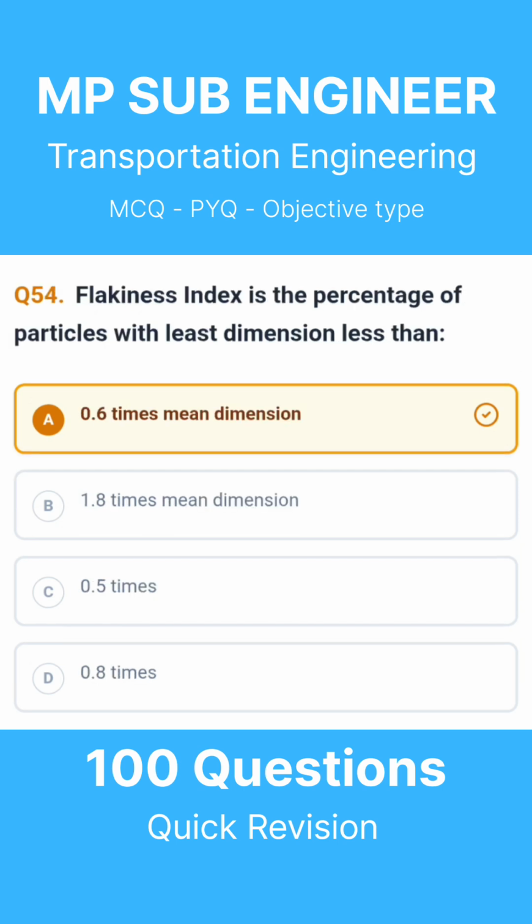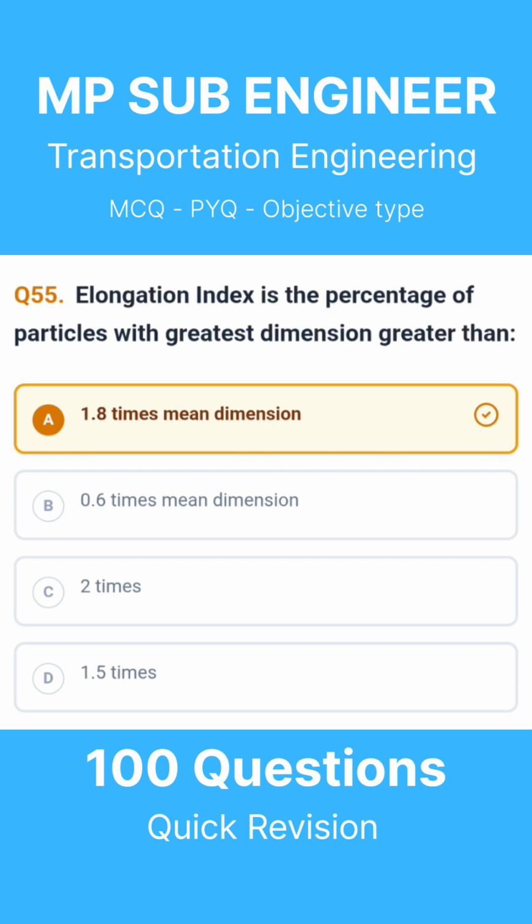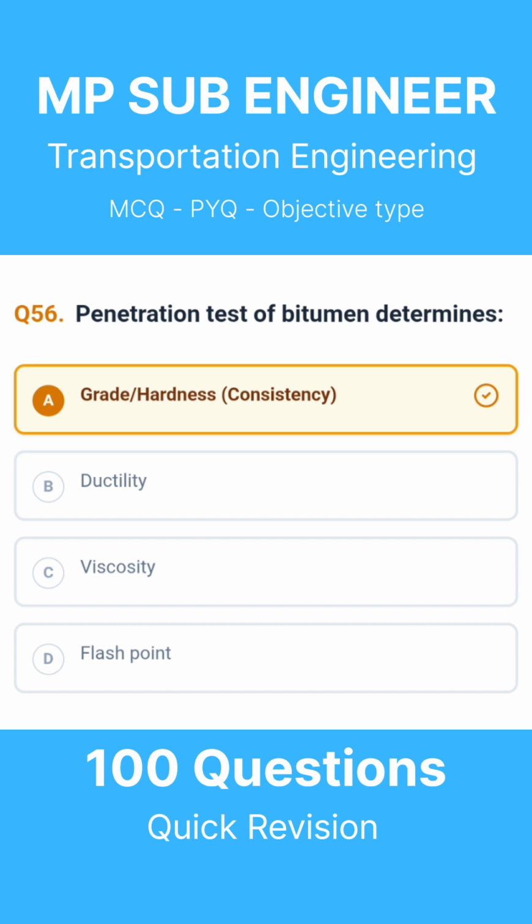Question 54. Flakiness index is the percentage of particles with least dimension less than. The correct answer is 0.6 times mean dimension. Question 55. Elongation index is the percentage of particles with greatest dimension greater than. The correct answer is 1.8 times mean dimension. Question 56. Penetration test of bitumen determines. The correct answer is grade/hardness consistency.